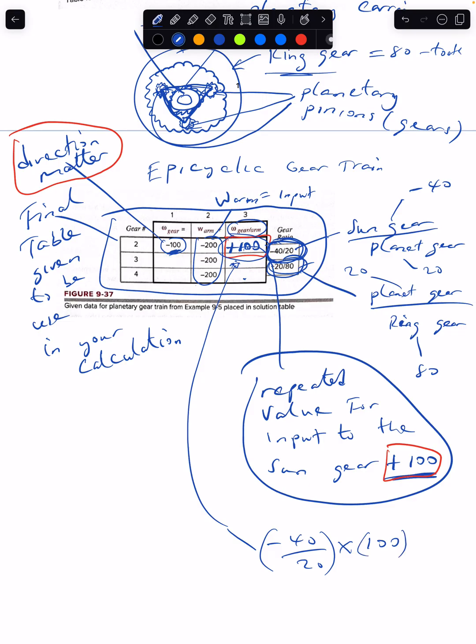And therefore, if I do my multiplication, I'm going to get a value of minus 200. And therefore, this becomes, I'll write that in red so you can see, minus 200. So this is how you get that angular velocity for gear arm.